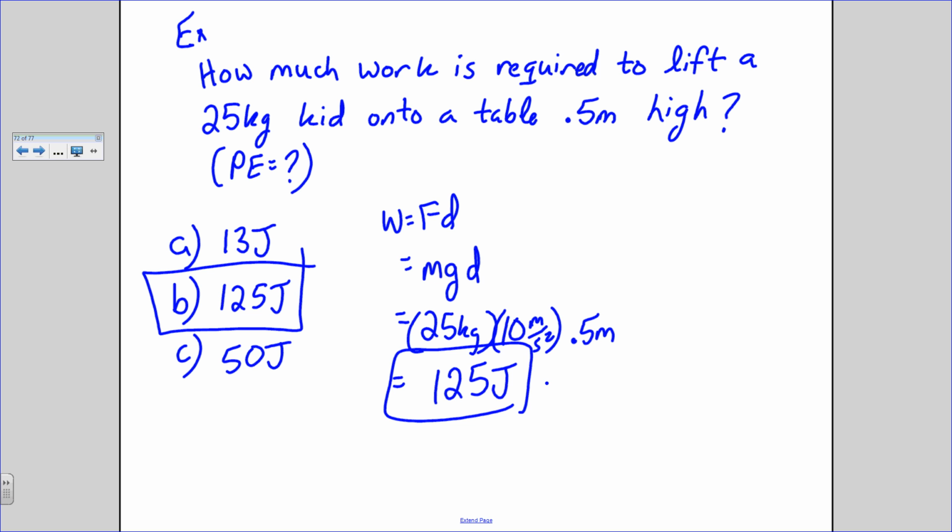All right, or you can think of it in terms of gravitational potential energy, which is m times g times h. All right, let's see here.